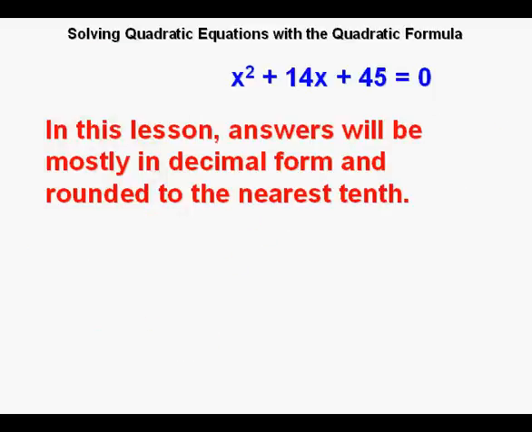If the solutions come out as irrational numbers, some teachers like to have you put the solutions in simplest radical form. In this lesson, however, we'll mostly take the decimal form of the answers rounded to the nearest tenth place.